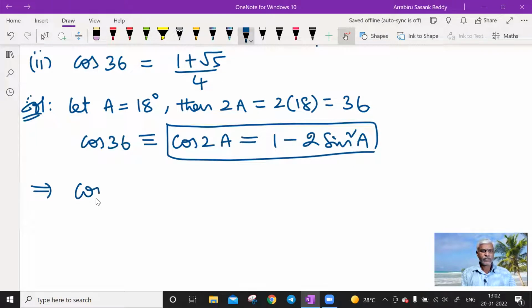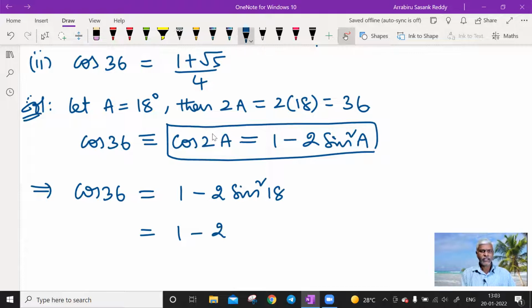Therefore, cos 36 is equal to 1 minus 2 sin square 18. Just now from the first bit, sin 18 is (root 5 minus 1) by 4. So sin square is the square of that.